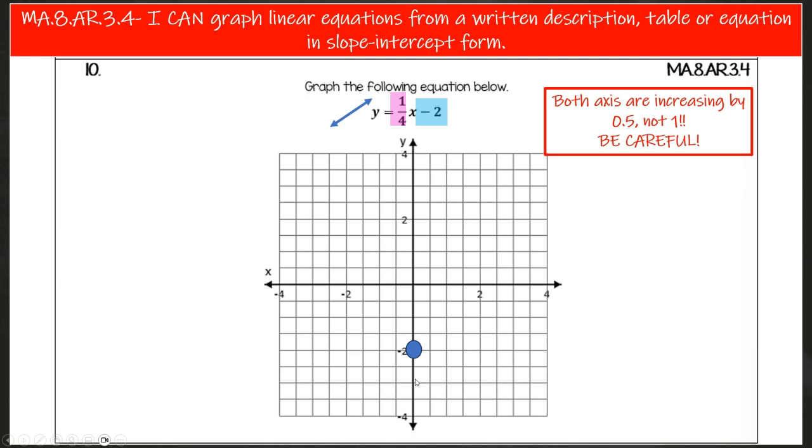So we have a positive slope, so our line should be increasing. And from here, if I go up 1, this is 1. I have to go 2 jumps because 2 halves is equal to 1.